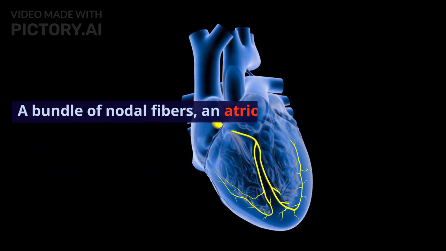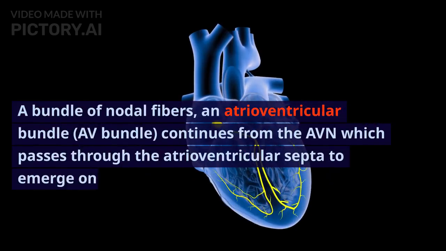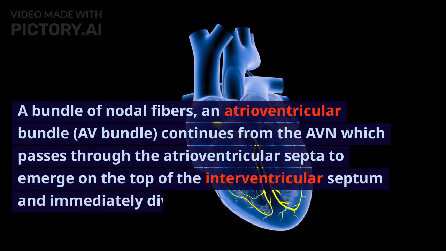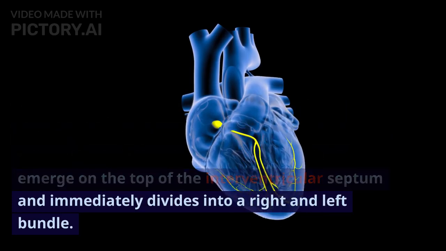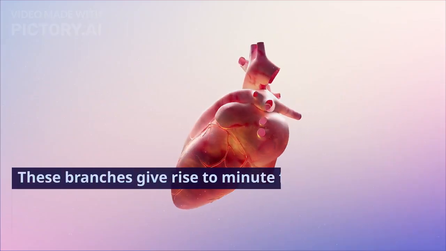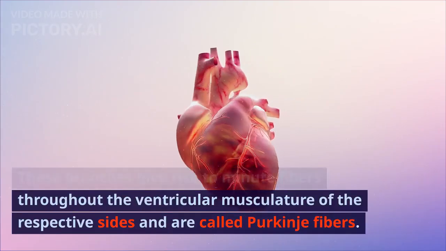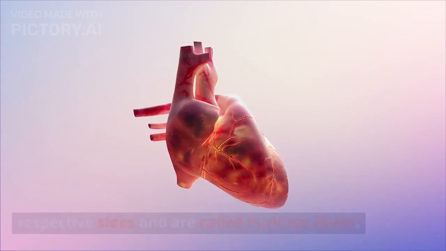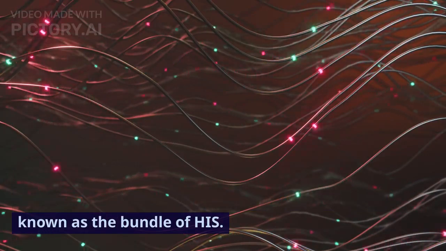A bundle of nodal fibers, an atrioventricular bundle, AV bundle, continues from the AVN which passes through the atrioventricular septa to emerge on the top of the interventricular septum and immediately divides into a right and left bundle. These branches give rise to minute fibers throughout the ventricular musculature of the respective sides and are called Purkinje fibers. These fibers along with right and left bundles are known as the bundle of His.